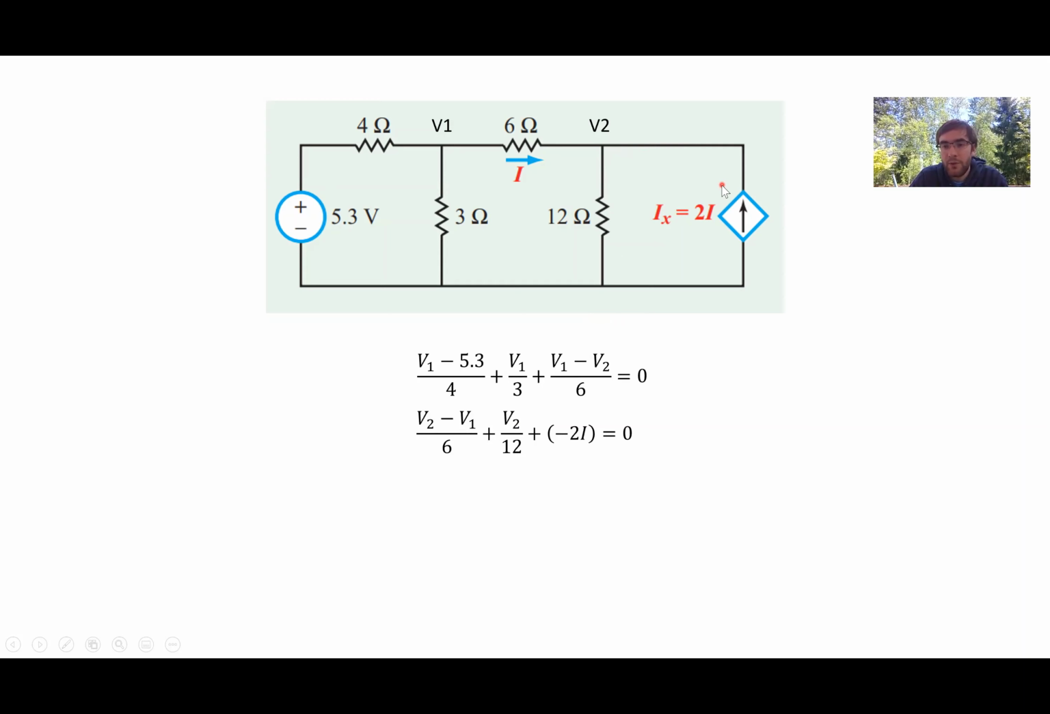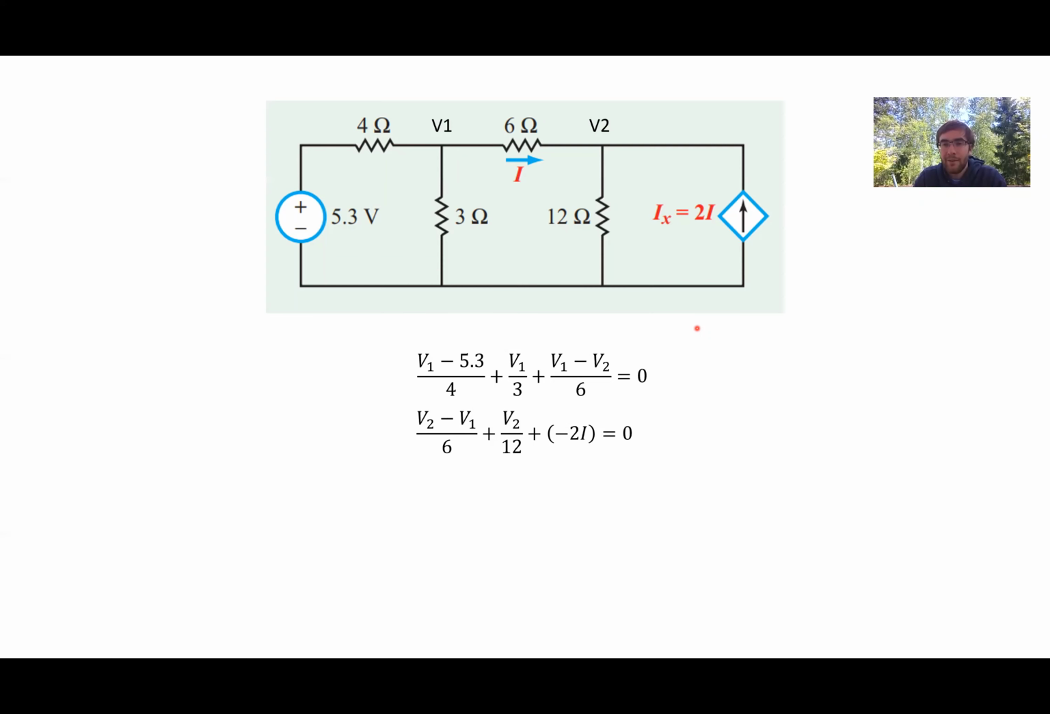In node voltage, we measure outgoing current as positive. So this 2I is supposedly an ingoing current, so I'm adding the negative of it. So I'm adding negative 2I. And notice all I did was substitute the equation for the source in for the value of the source. That's all I did. And so those are your standard 2 node voltage equations.